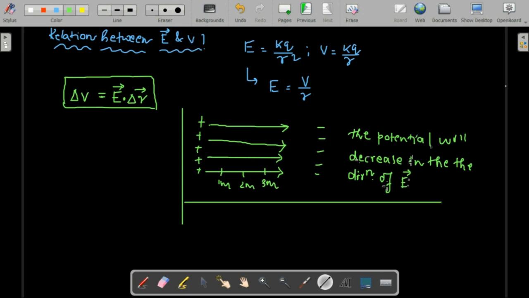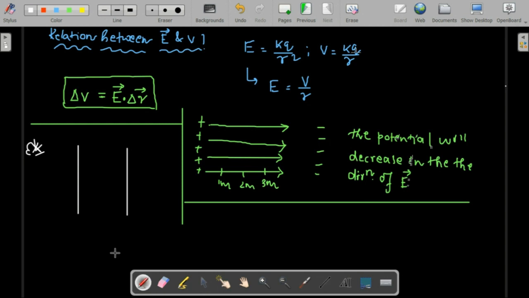Let's try doing this one simple numerical problem. Let's look here. So let's say I have been given a plate, and it has got a potential of, let's say, 20 volt. Let's say this plate is A and then there is one more plate which is B. So this is my plate A and this is my plate B, and this is at a potential of plus 20 volt.